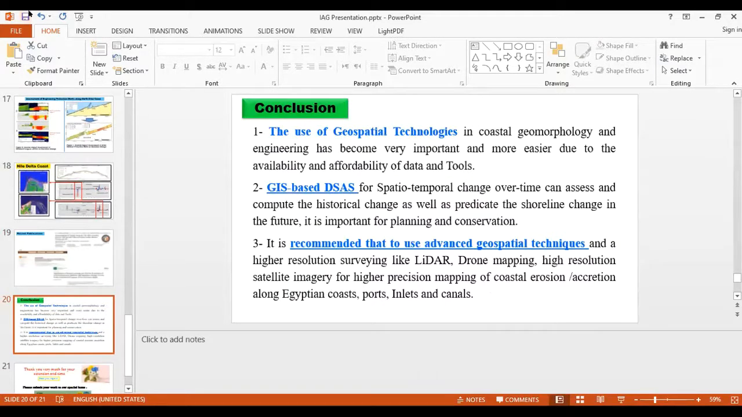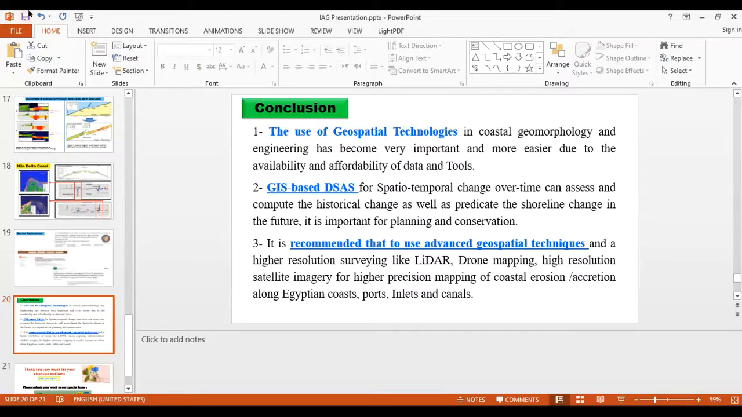My conclusion: I advise using geospatial technologies in coastal geomorphology and engineering, because it has become very important and much easier due to the availability and affordability of data and tools. We recommend using GIS-based DSAS analysis for spatiotemporal changes over time, because it can be used to assess and compute historical changes and predict the shoreline in the near future.